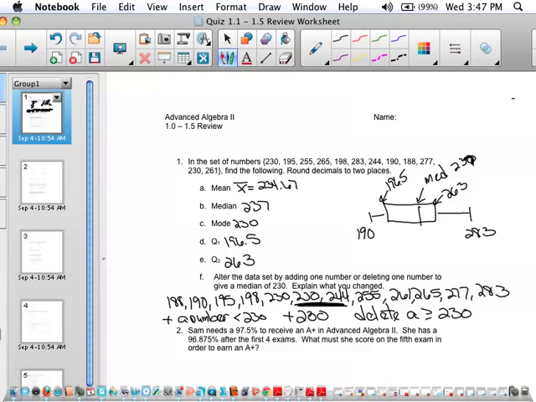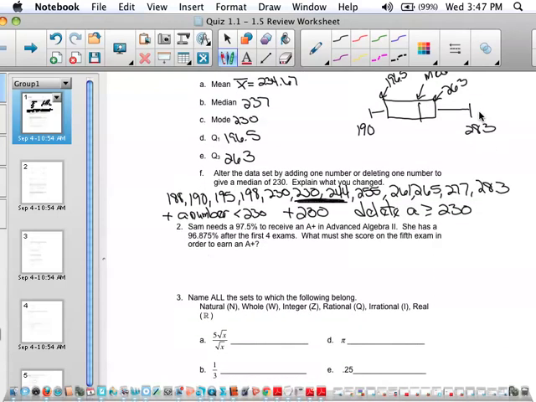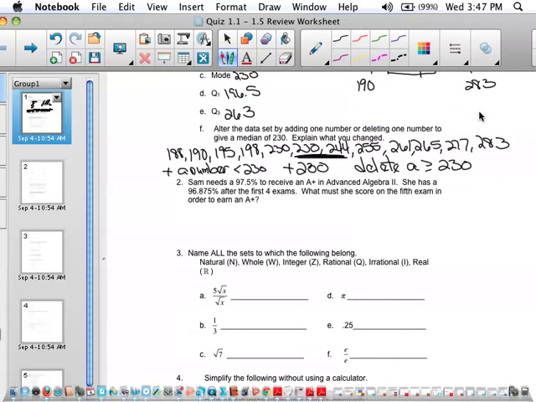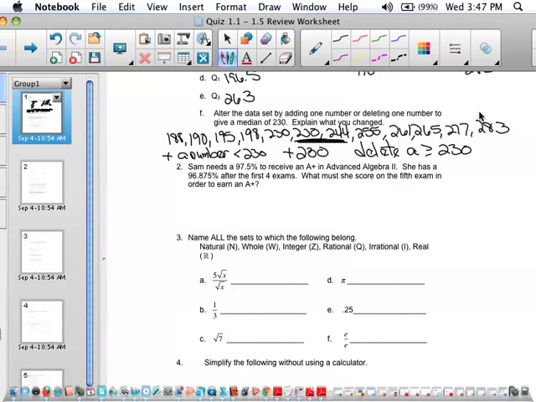So any one of those would be the correct answer. Now let's take a look at the next problem. Number 2 says Sam needs a 97.5% to receive an A+ in Advanced Algebra 2. She has a 96.875% after the first 4 exams. What must she score on the 5th exam in order to have an A+?